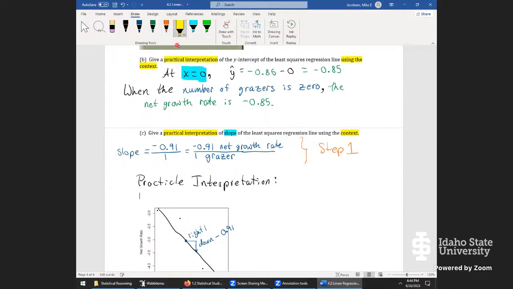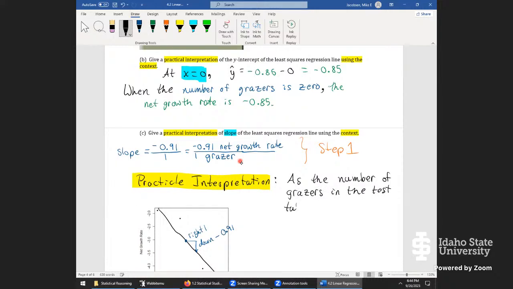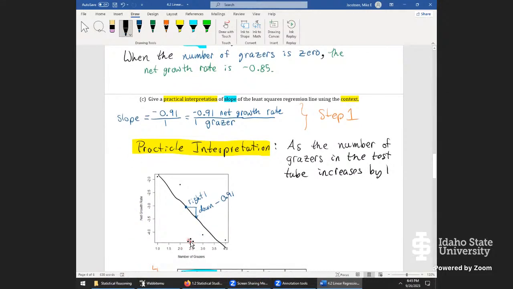Let me write it out really big because this one again is kind of tricky. It goes like this. I would start with the denominator and say, as the number of grazers in the test tube increases by 1, that's here where we're going right one. We're increasing the number of grazers by one. Then something happens to the growth rate.